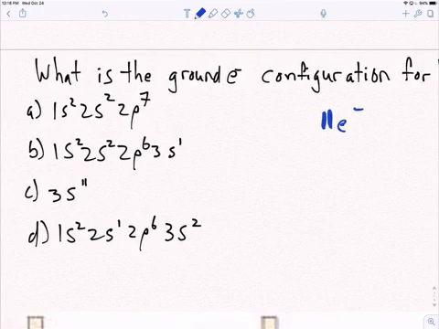How many think it's A? How many think it's B? I think it's C. I think it's D. No one's following. Okay, so where are you guys getting stuck? What are you guys doing? You guys are obviously not understanding. Where are you getting mixed up?